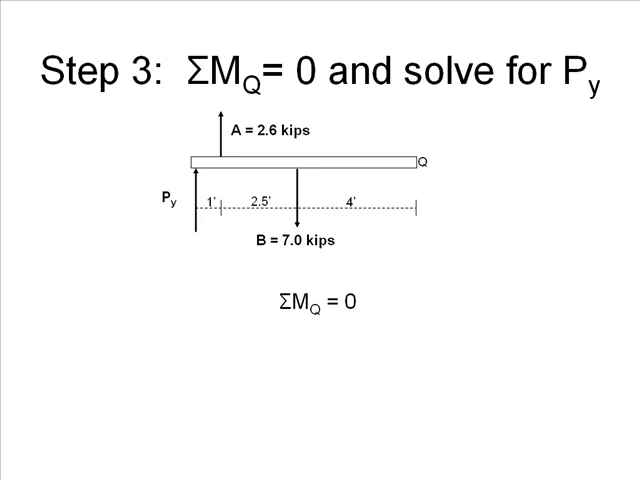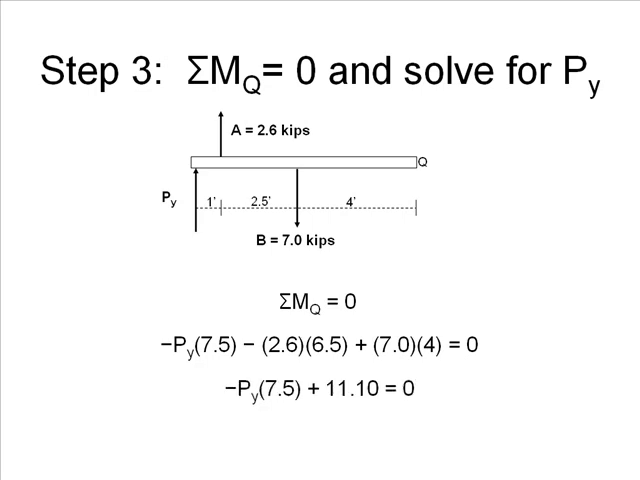Take the sum of the moments about Q and set it equal to 0. Py is 7.5 feet away and rotates the system clockwise. A is 2.6 kips and is 6.5 feet from Q. It also rotates the system clockwise. B is 7 kips and is 4 feet from Q. It rotates the system counterclockwise. Group like terms, divide by 7.5, and solve for Py.